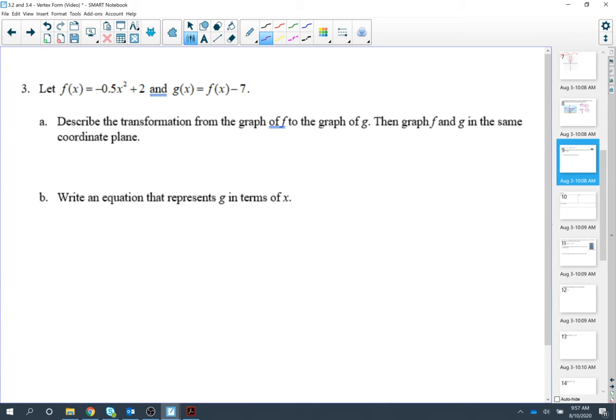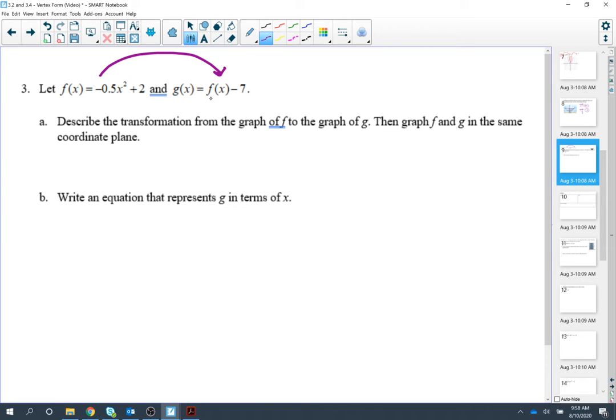Number 3. Let f of x equal -0.5 x squared plus 2 and g of x equal f of x minus 7. Letter A, describe the transformation from the graph of f to the graph of g. Then graph f and g in the same coordinate plane. Write an equation that represents g in terms of f. Pause the video and try to figure out what they're talking about. But the first thing, letter A, describe the transformation of the graph of f to the graph of g. So here's f, and then here's g.